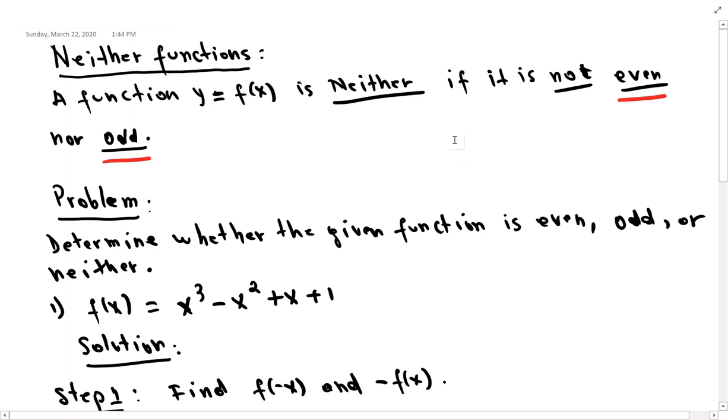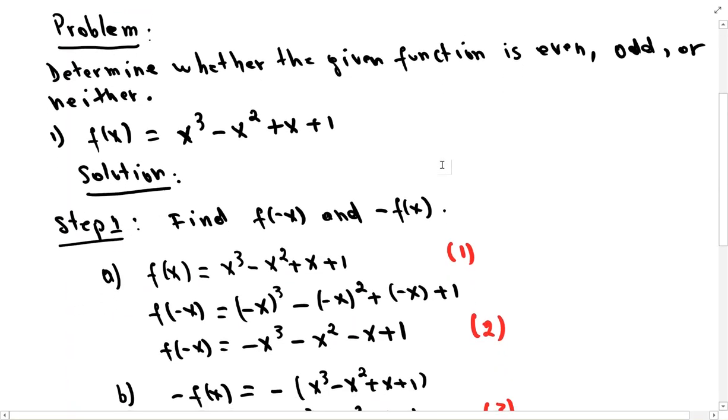Okay, here we're going to talk about a function that is neither even nor odd. So a function that is not even and also not odd, we say it's neither. So here's a problem.